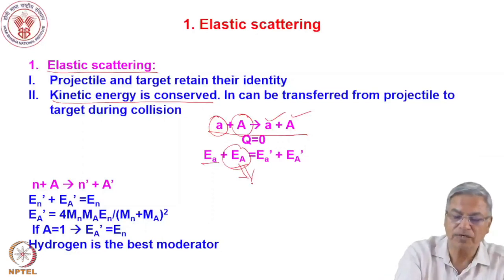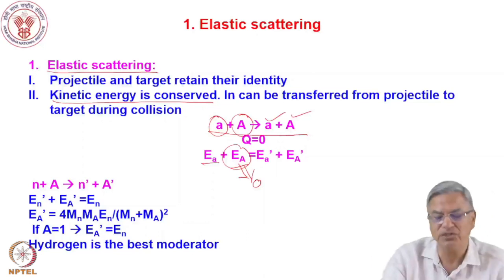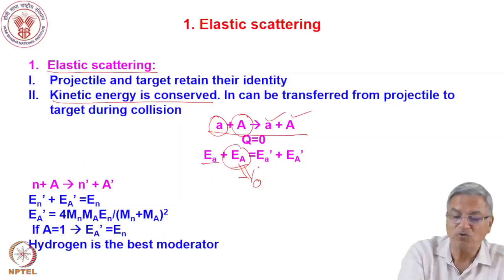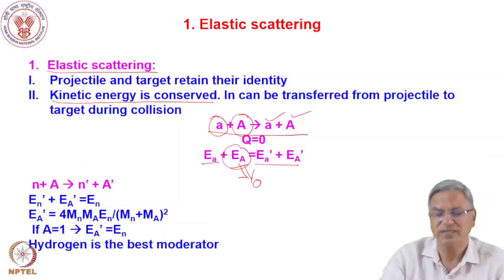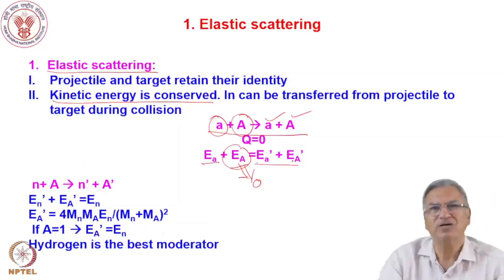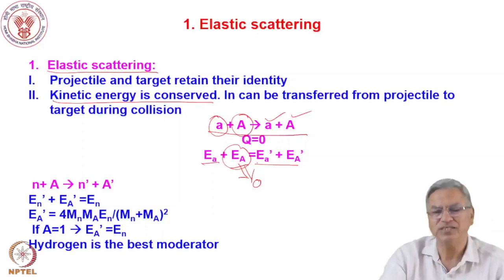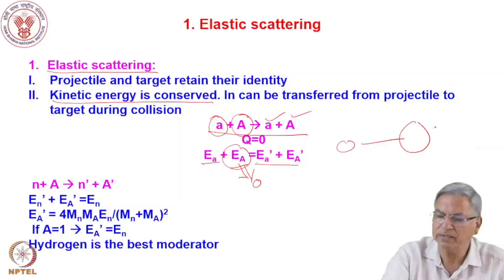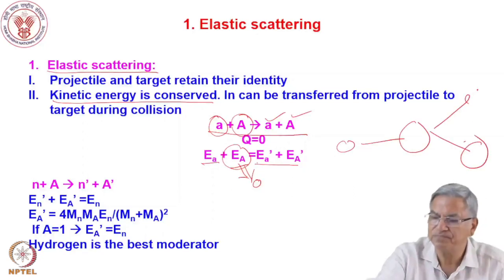Normally, when the target nucleus is stationary, then E_A is zero. Now, the projectile can transfer some part of its energy to the target nucleus. Both the projectile and target now have some kinetic energy, that's what is happening, no? When your projectile is colliding with the target, then they can go in different directions.